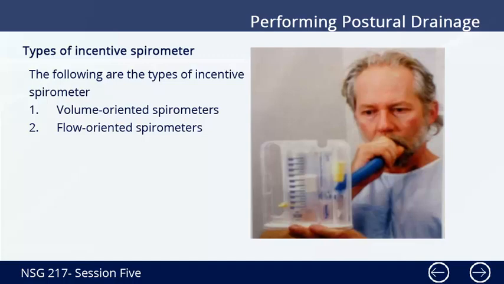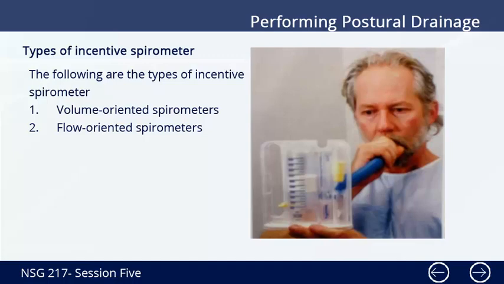Types of incentive spirometer. The following are the types of incentive spirometer. 1. Volume-oriented spirometer. The tidal volume of the spirometer is set according to the manufacturer's instructions. Purpose: to ensure that the volume of air inhaled is increased gradually as the patient takes deeper and deeper breaths, which is shown in the picture below.